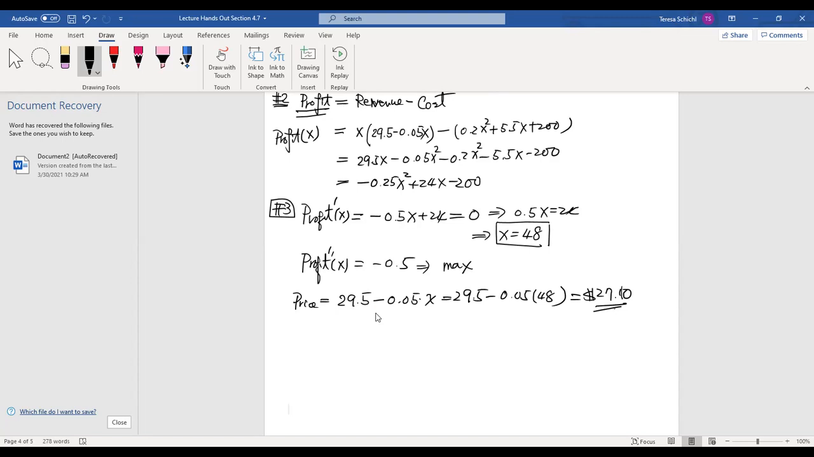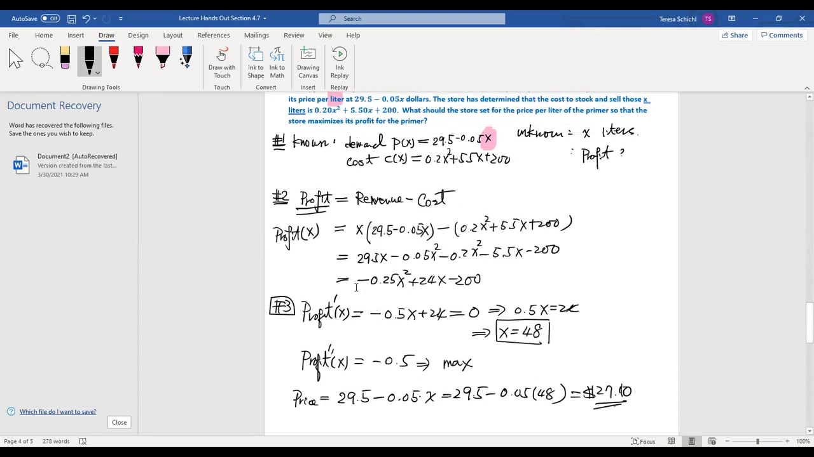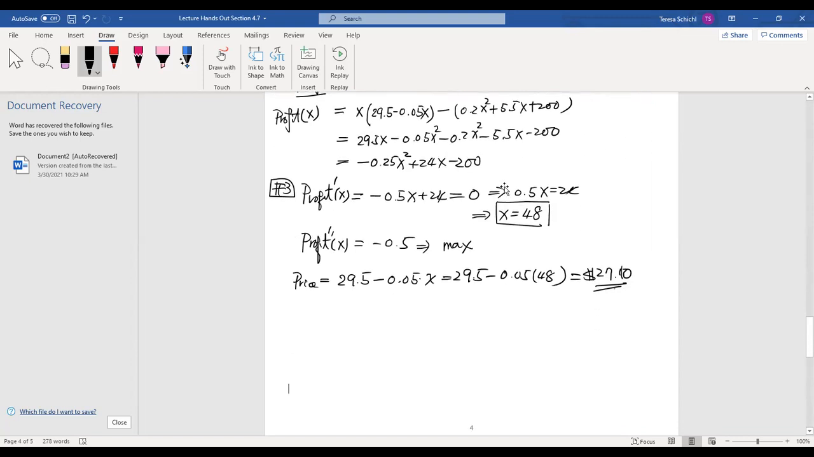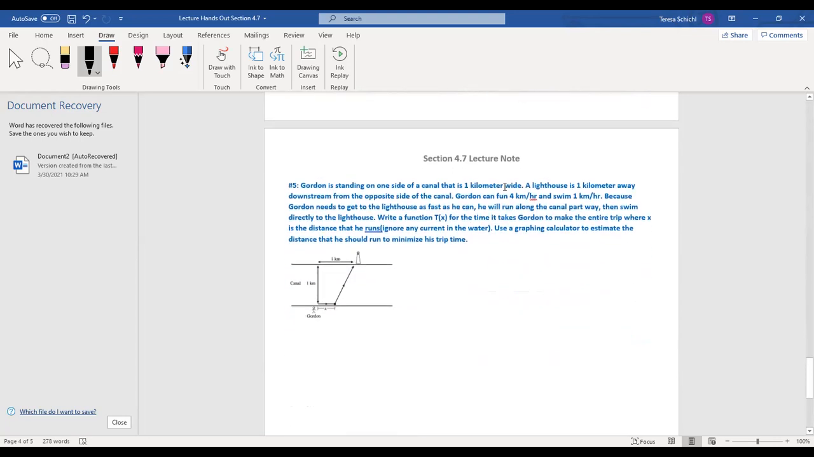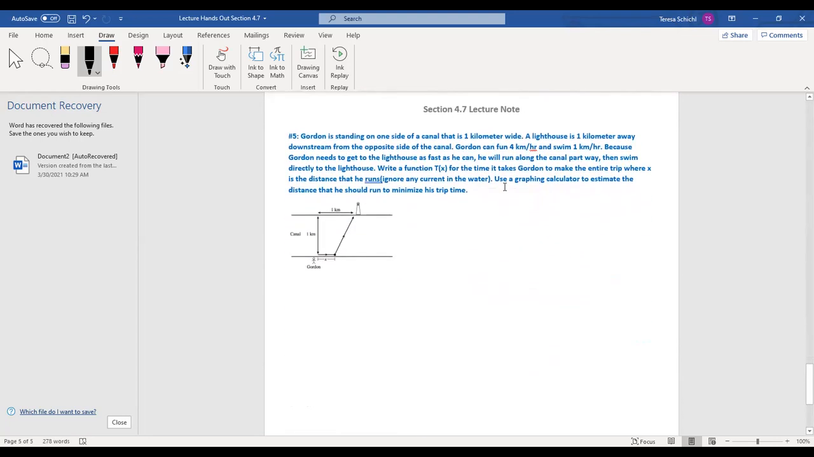Okay, so this one is a little bit different, right? They want to see what price the store should set, which will maximize the profit. So this one is a little different from what we did before, but it follows the same idea. Okay, let's take a look at our last problem here.